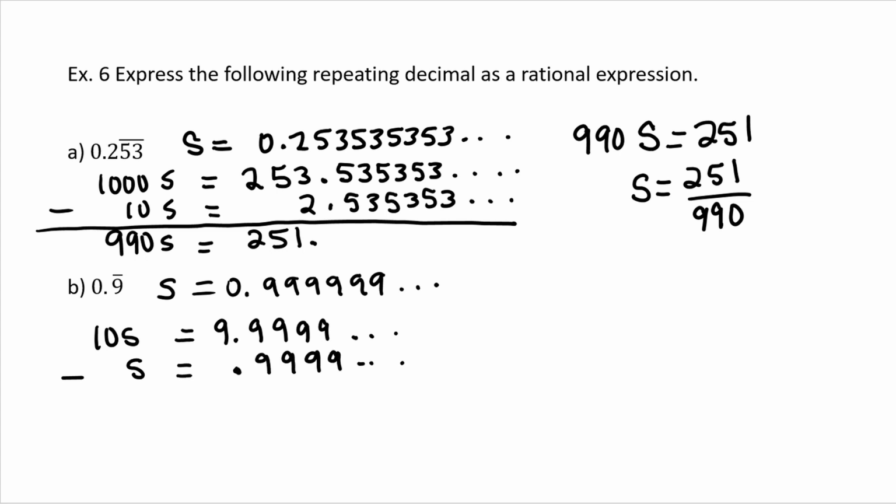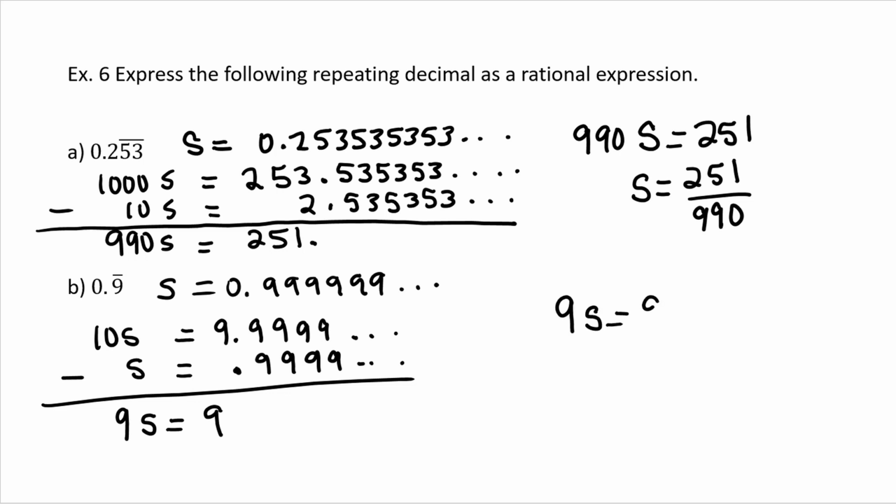0.999 repeating. When you perform the subtraction, 10 minus 1 gives us 9S. And then on the right-hand side, all of the 9s that come after the decimal subtract off, so you get 9. Then you have 9S equals 9. And guess what? 0.9 repeating is 1.